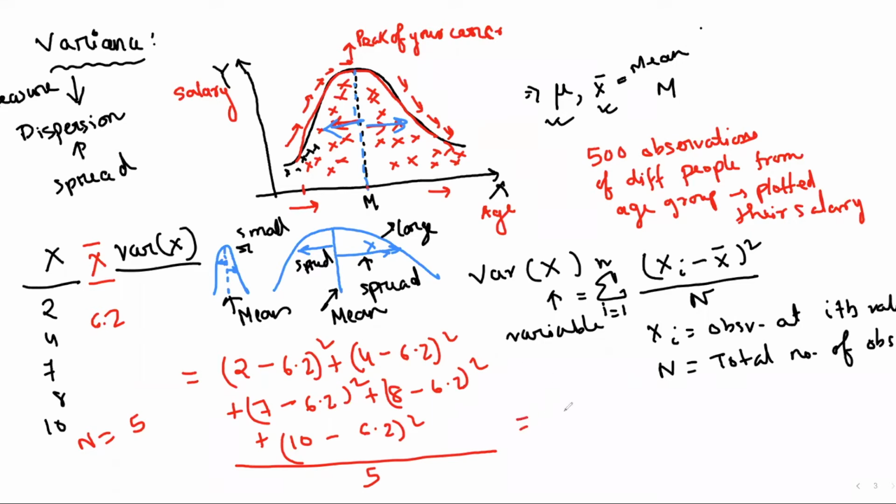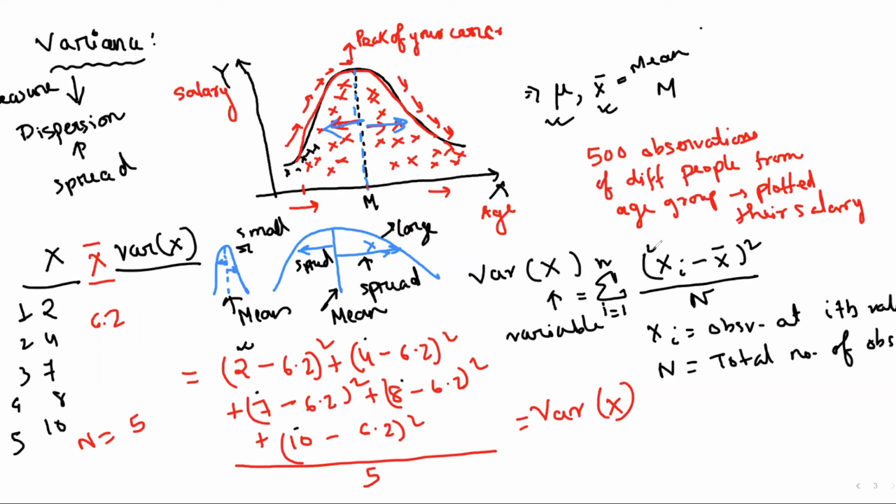Okay, so if you calculate this, you will get some number, right? I'm not calculating the number right now, but you can easily calculate this. So this is the variance actually. Variance of x. This is how we calculate it. This is the observation at location 1. This is the observation at location 2. This is the observation at location 3. This is the observation at location 4, and this is the observation at location 5.